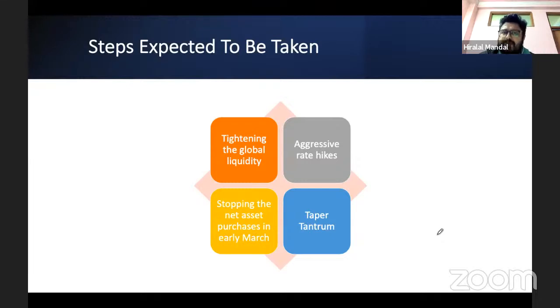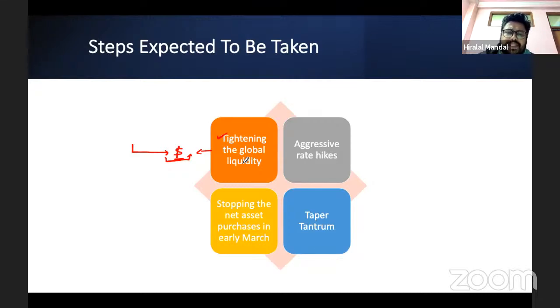Now, what are the steps which will be taken by the Federal Reserve? One of the steps would be the tightening of the global liquidity. Means what? The liquidity, the money or the currency, the dollar which is available in the world. So they will do the tightening of the liquidity. Means the dollar is not available at a cheaper rate. So therefore, every FII will withdraw the money from other countries where they have invested, and they will deposit it in their own country, because it is not easily available to them. Okay. So, tightening the global liquidity.